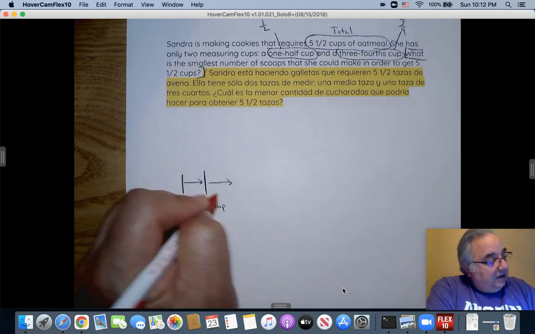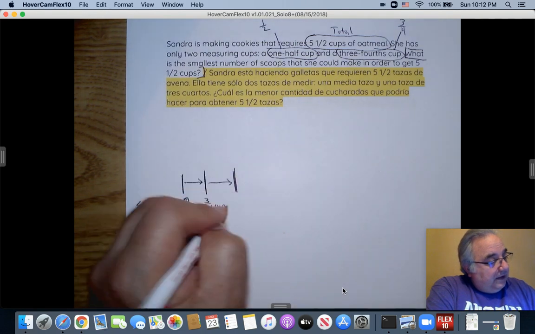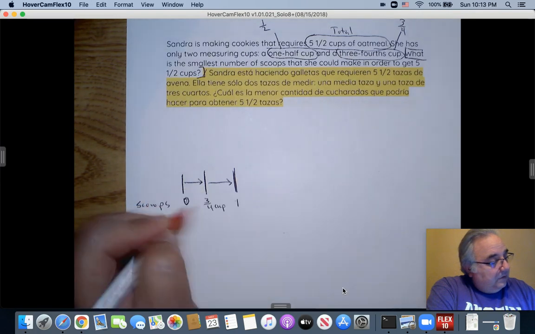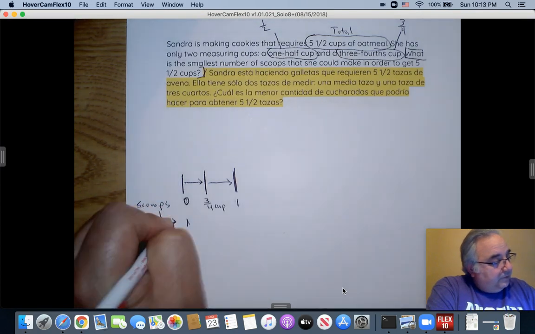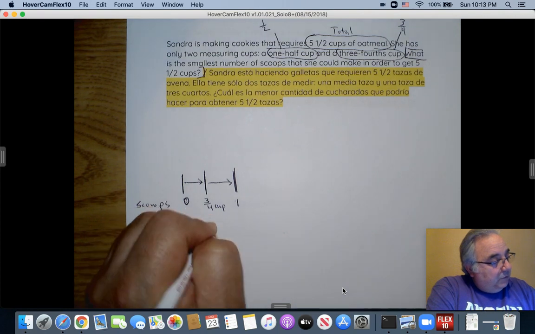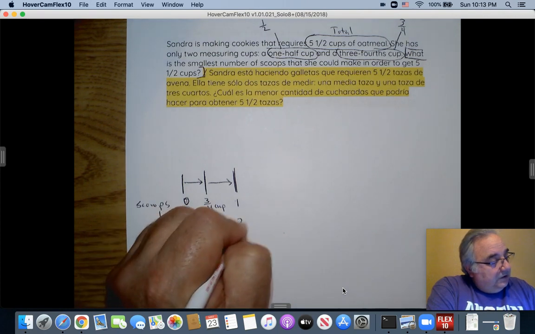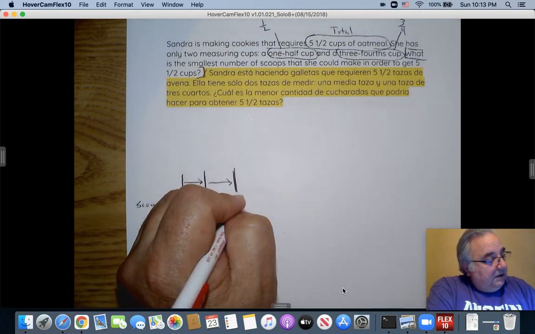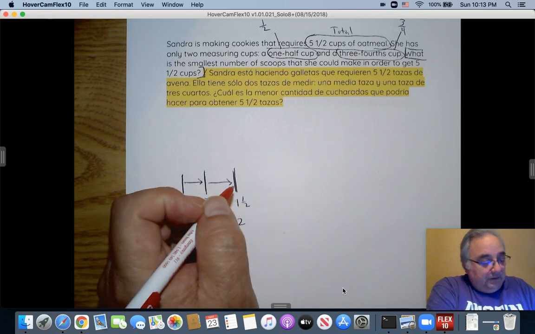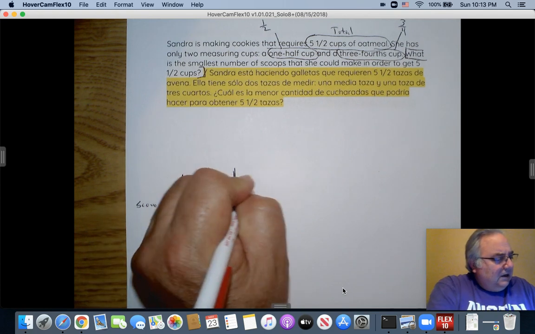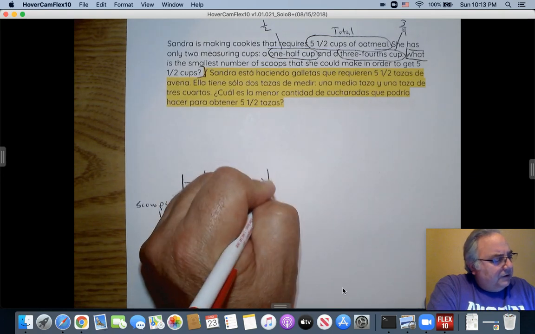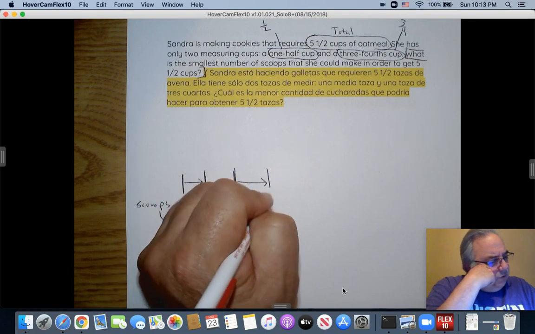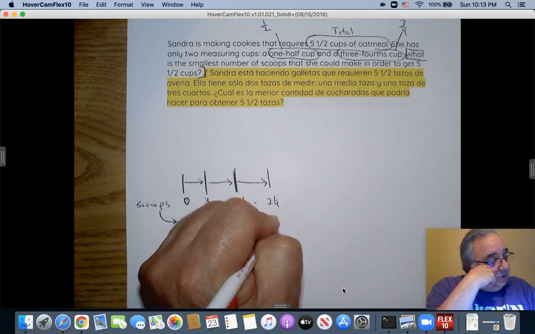So let me add another one. So 1 scoop is right here. 2 scoops gives me 1.5. Then I'm going to add another 3/4. So that's going to give me 2.25. So that's 3 scoops.